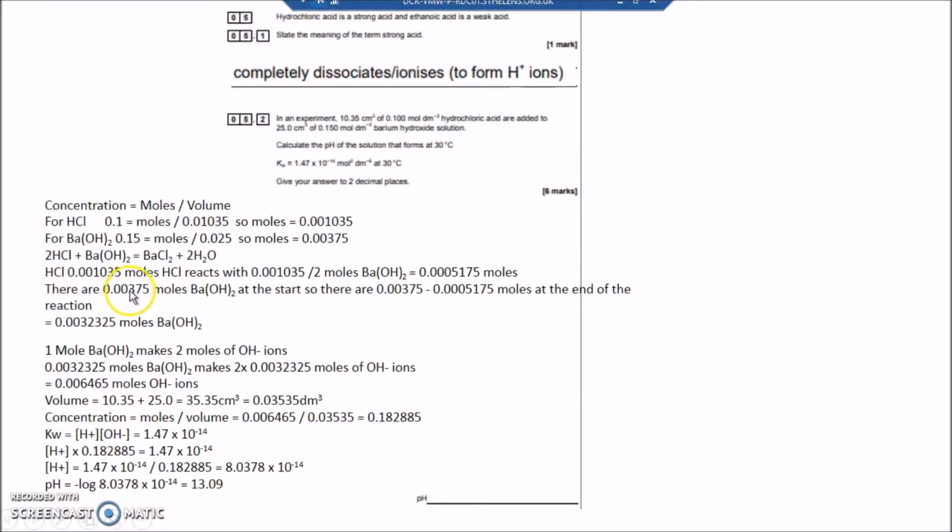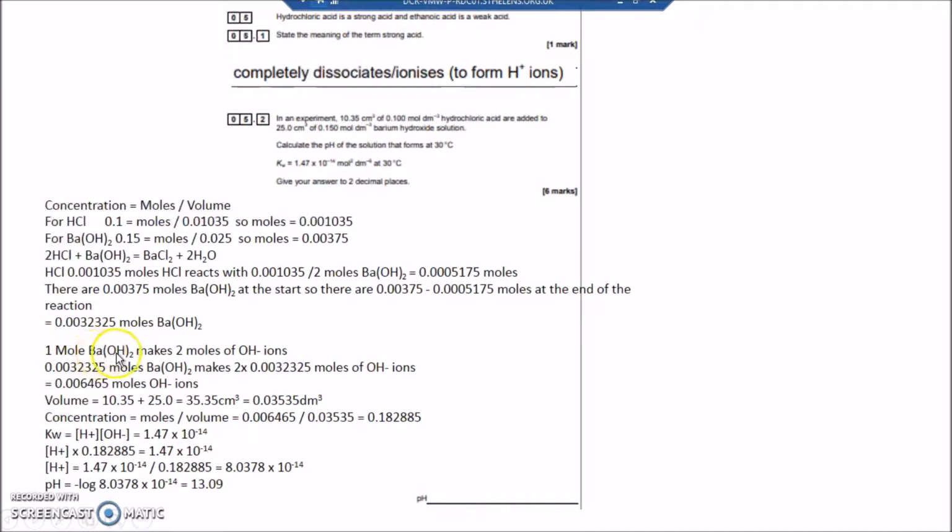So 0.00375 moles of barium hydroxide at the start. We've established that. So if the HCl reacts with 0.005175 moles of barium hydroxide, you can work out how much you've got left at the end of the reaction by subtraction, and that's 0.0032325. That's how much barium hydroxide I've got left at the end.